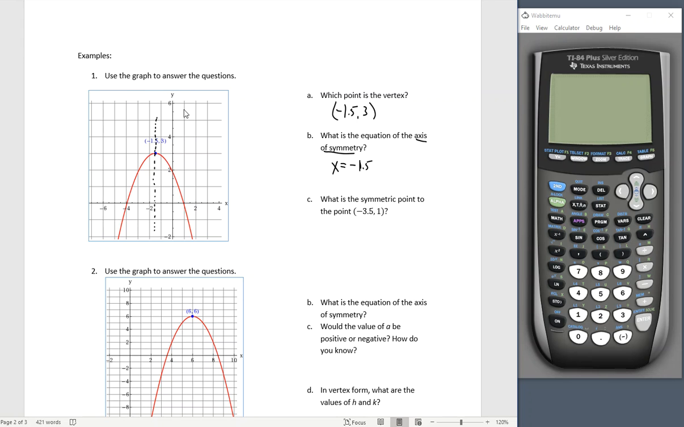Okay, so now what point is symmetric to negative 3.5? See, negative 3, negative 3.5, comma 1.